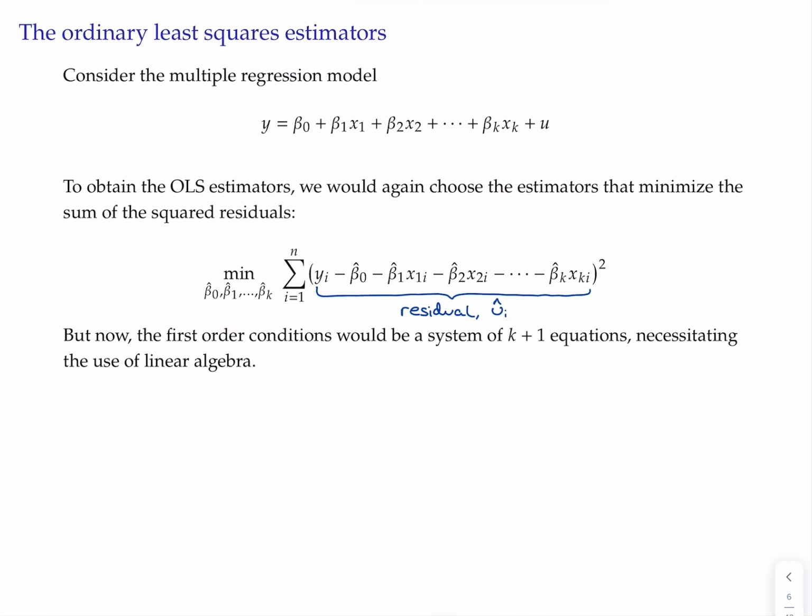But unlike the simple regression case, where we could in principle derive and write out the first order conditions and solve a system of 2 equations and 2 unknowns, here there's a system of k plus 1 equations and k plus 1 unknowns, because there are k slope estimators and the intercept estimator as well. So you would need linear algebra to express and solve the system, and that's beyond the scope of what we're going to do. That's the basics of the multiple regression model.